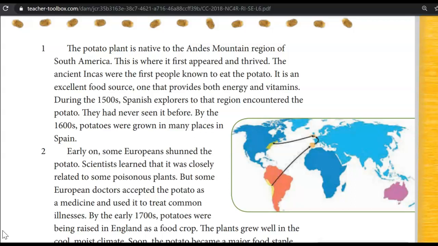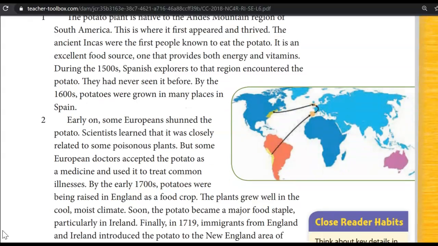During the 1500s, Spanish explorers to that region encountered the potato. They had never seen it before. By the 1600s, potatoes were grown in many places in Spain. Early on, some Europeans shunned the potato. Scientists learned that it was closely related to some poisonous plants. But some European doctors accepted the potato as a medicine and used it to treat common illnesses. By the early 1700s, potatoes were being raised in England as a food crop.